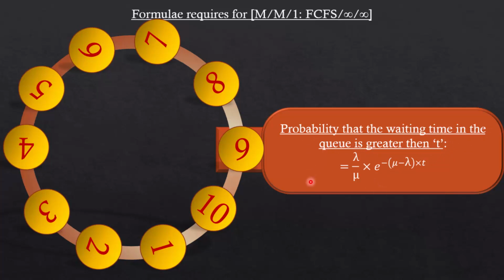So here, this we have not done previously, so please remember this formula. The probability that the waiting time in the queue is greater than time t is given by lambda by mu multiplied by e to the power minus of (mu minus lambda) into t.